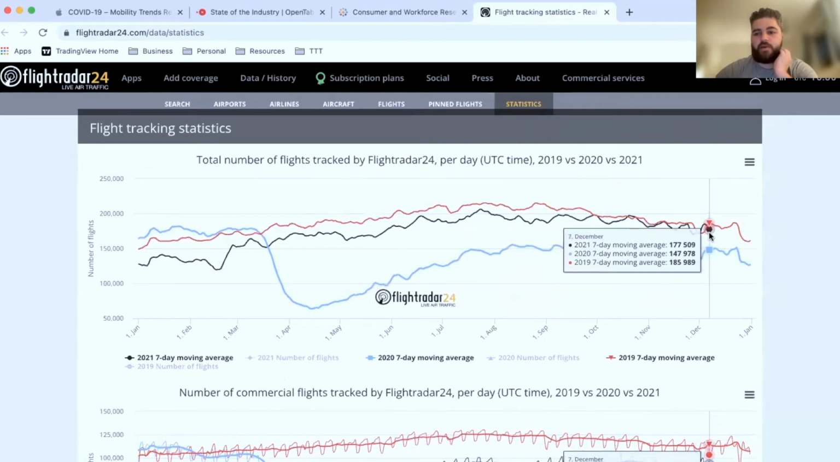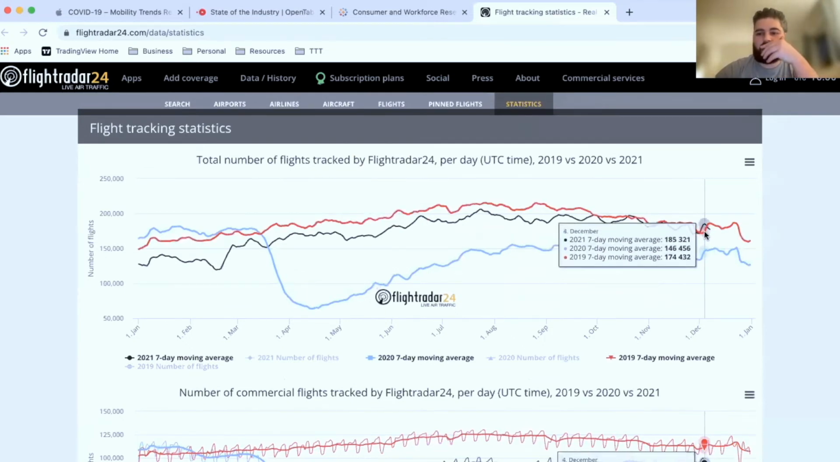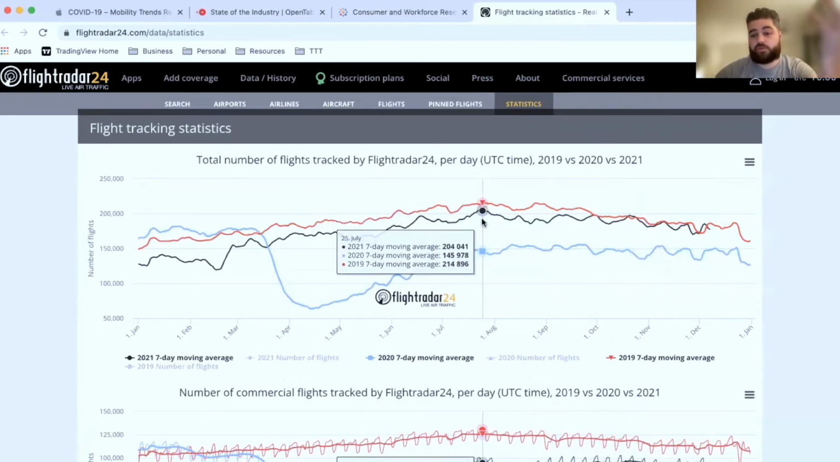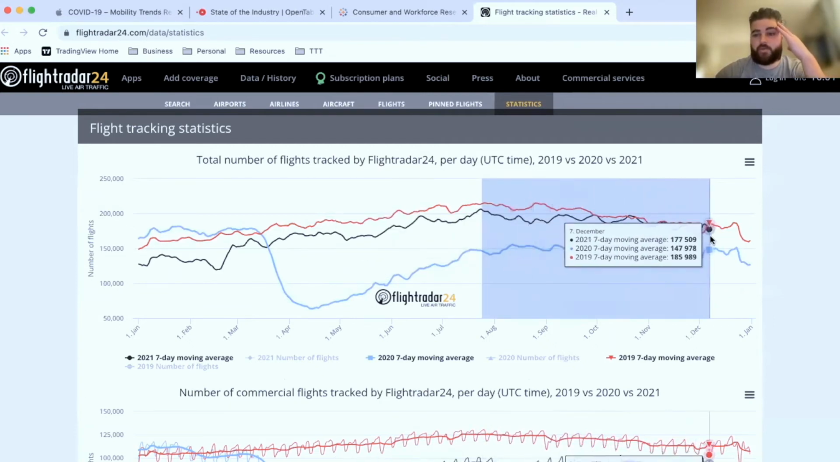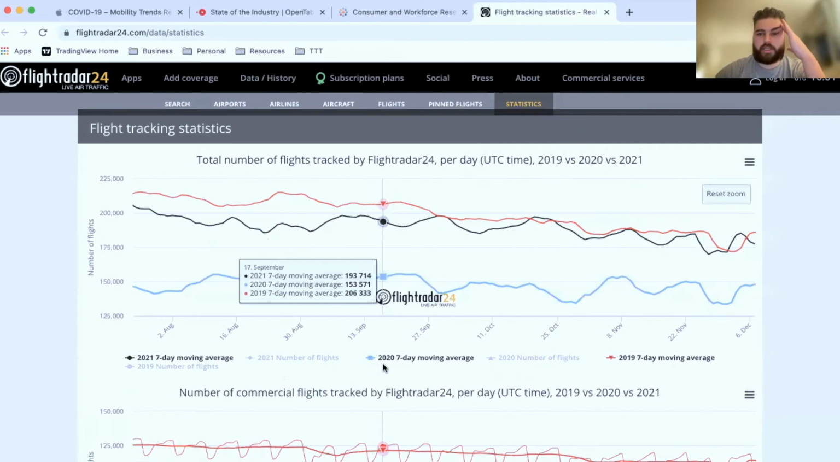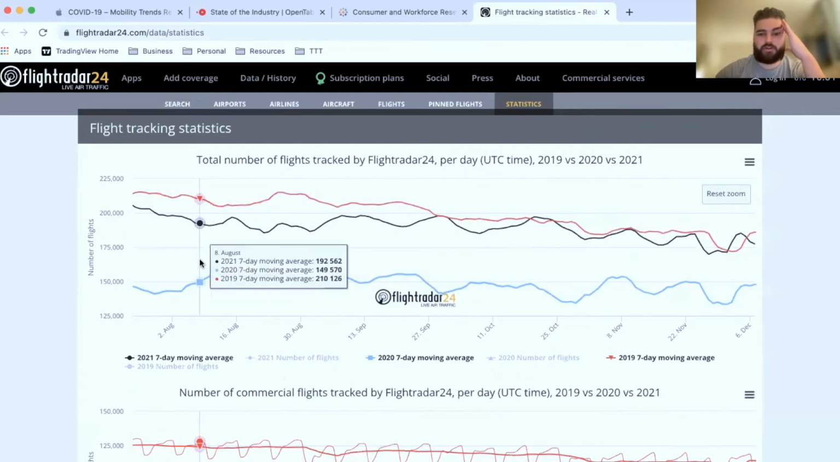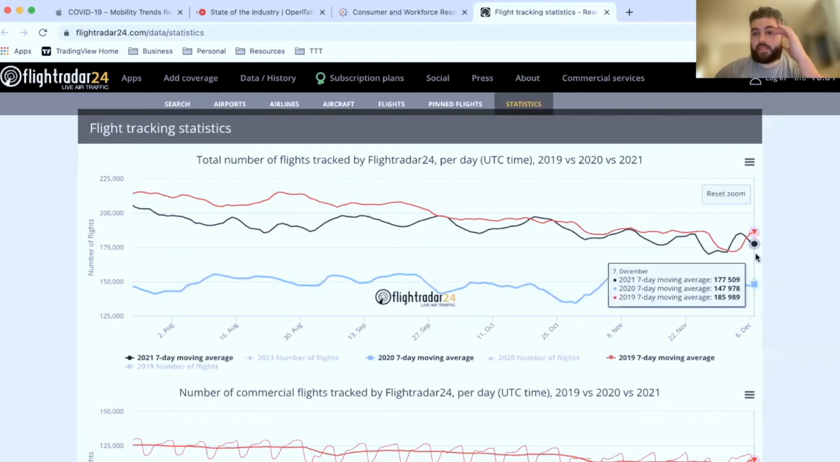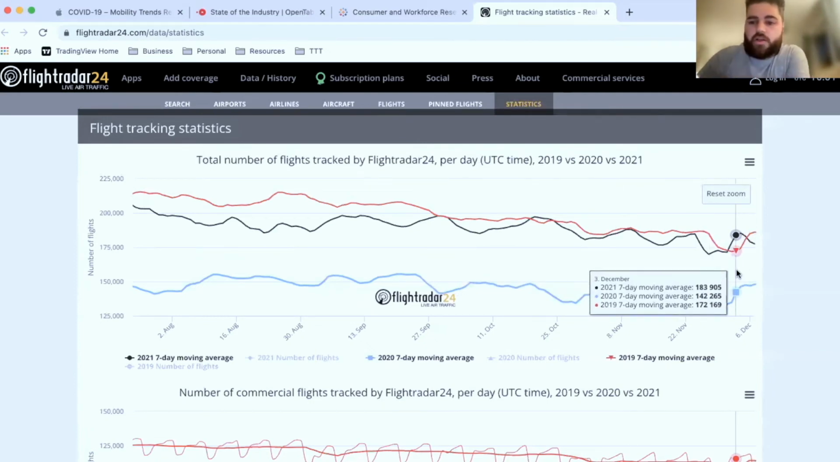Okay, so our black line is where we are at this moment in time, and that has gone down slightly compared to where it was early in December, and it's certainly drifted down quite significantly from where it was at the height of the summer. You can even get that a little bit closer, drag and drop it, and really use this data to get a good indication. Look at the height of the summer, 25th of July: we had 204,000 flights for 2021. Look at that compared to yesterday, only 177,000. So you can get a really good indication of how people are changing their behaviors.